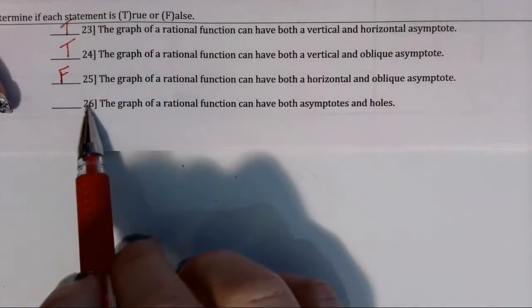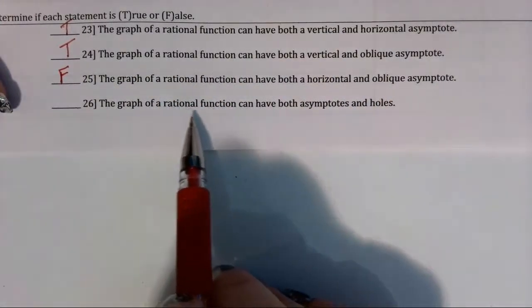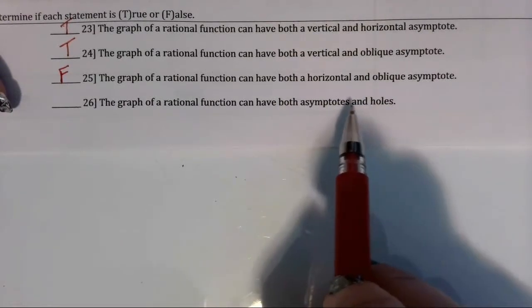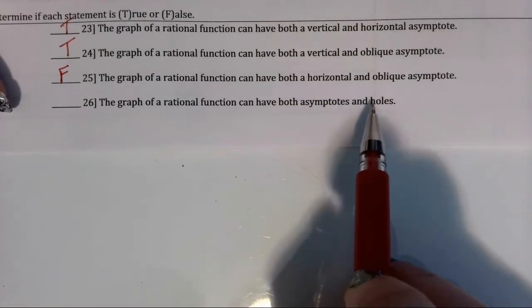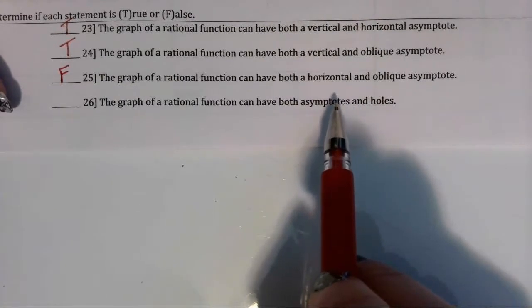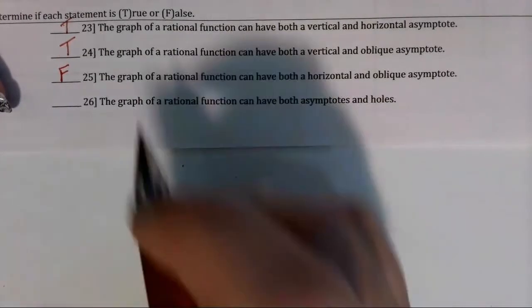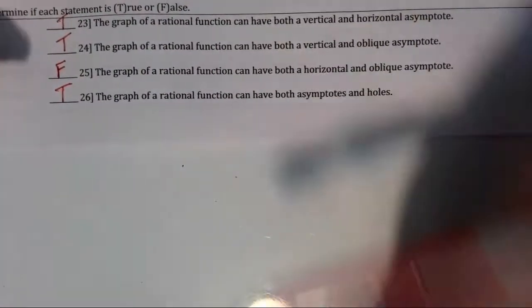So then in number 26, the graph of a rational function can have both asymptotes and holes, and that's true. Holes come from factors that cancel from the rational function. Asymptotes come from what's left. So this would be true.